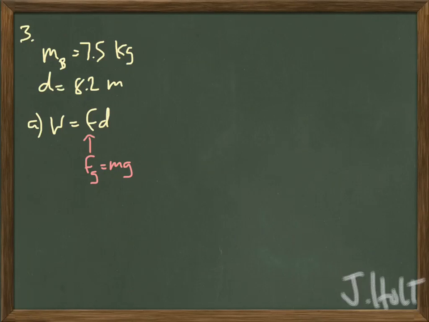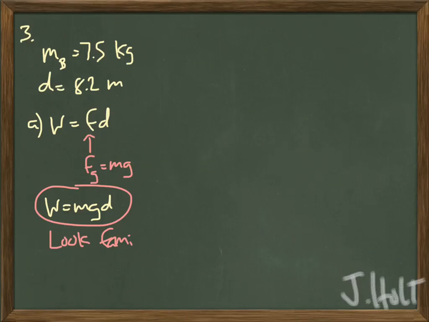Well, when you're moving something straight up and down, the force that you are dealing with, the force that you're counteracting, is the force of gravity. So if you're given the mass of something, then the force that you're dealing with you can find just by multiplying by 9.8. This is only if you're moving in the up and down direction. So we can also say that work is equal to mg times d.